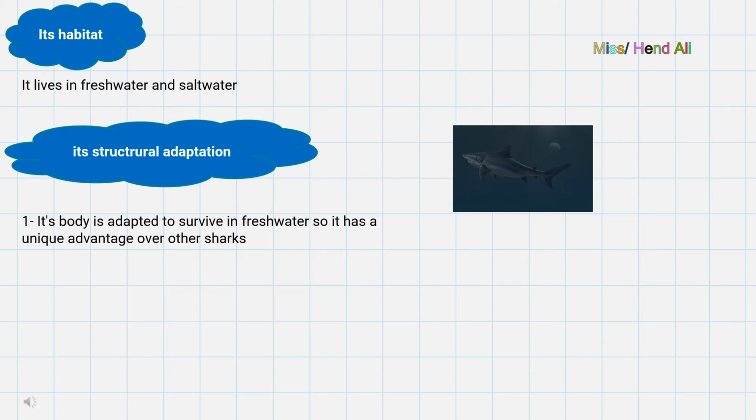Its structural adaptation. The first structural adaptation for the bull shark is its body. Its body is adapted to survive in fresh water, so it has a unique advantage over other sharks.